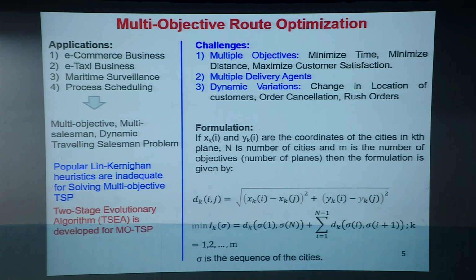So here the objective is to find the sequence of cities such that the tour distance in all m planes is minimized simultaneously. Here you can see that d_k_ij is the distance between two cities i and j in the kth plane, and this distance has to be added for all the cities to get the tour length. So this is the tour length for the kth plane. In a similar manner, we can obtain the tour length for all the planes, and we can minimize these simultaneously. Okay.